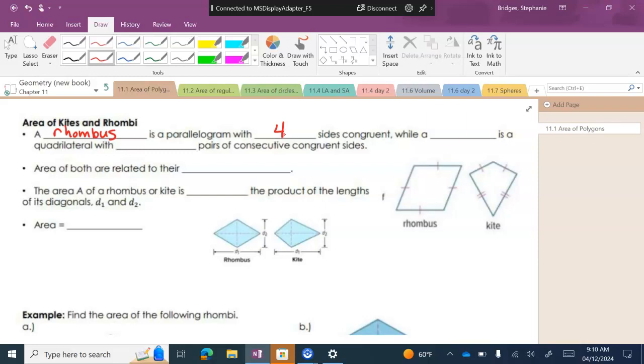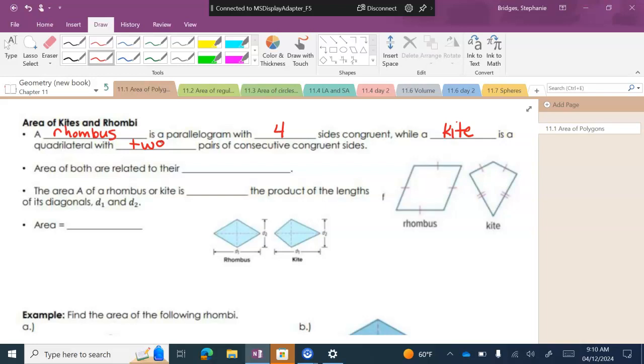While a kite is a quadrilateral with 2 pairs of congruent sides. I'm trying to write the number and the word. So in a kite, you have the 2 short sides that are congruent and the 2 long sides that are congruent, like it's marked in your picture.